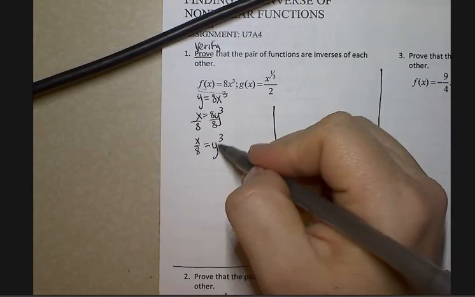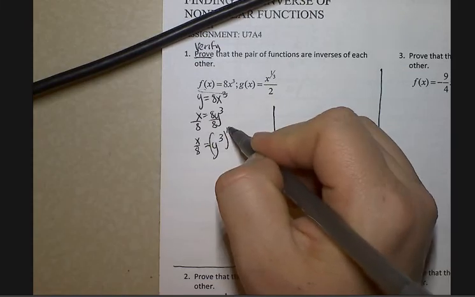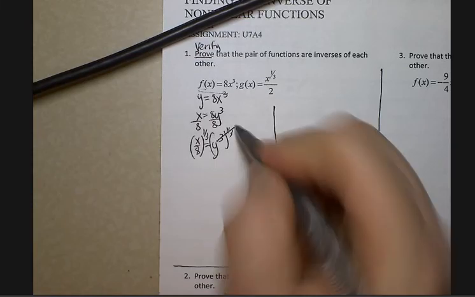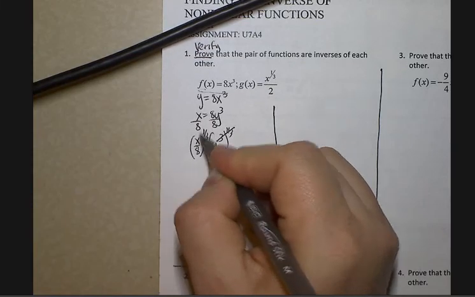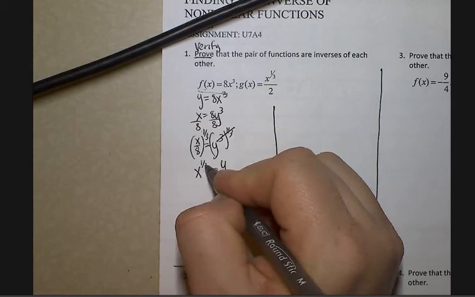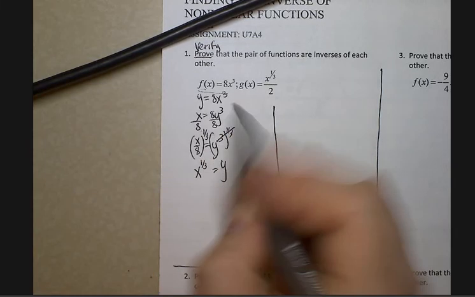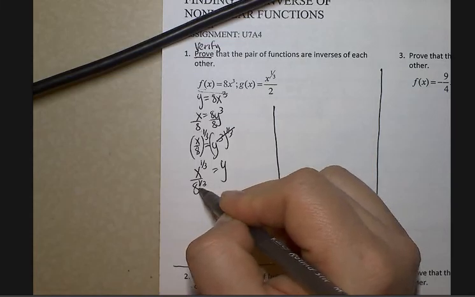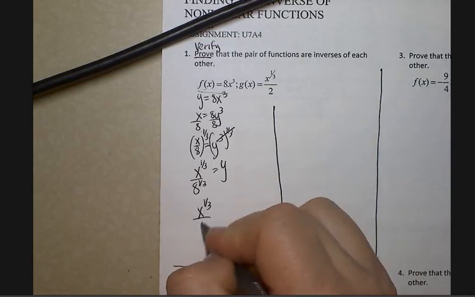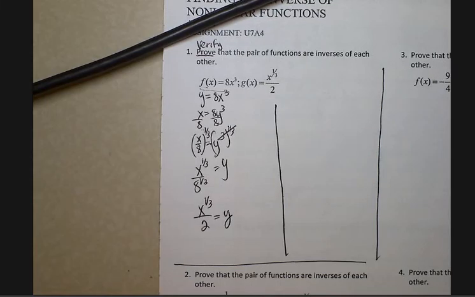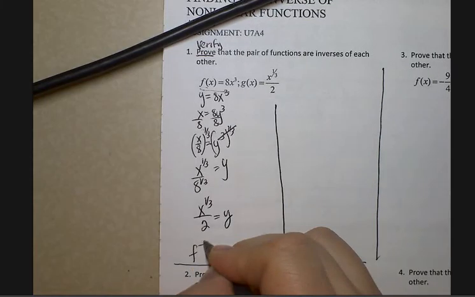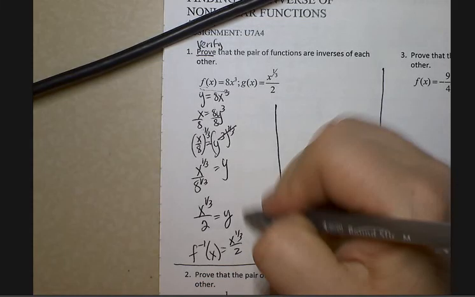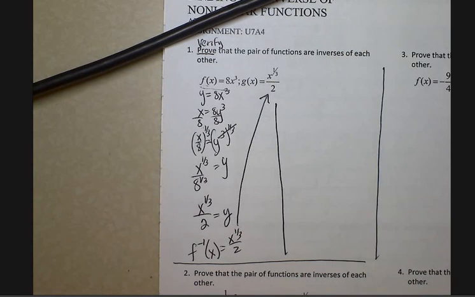To get rid of the cube, raise it to the 1/3 power. So I have x to the 1/3 when I apply, and I have 8 to the 1/3. Well, 8 to the 1/3 means what number times itself 3 times equals 8? The answer is 2. Rewrite it in inverse notation. And then check, is it the same as the second equation? And it is.